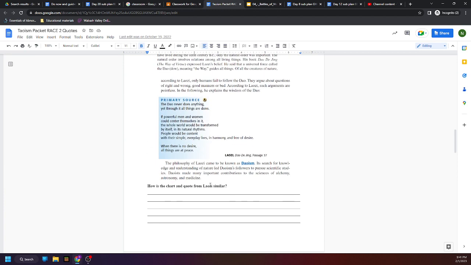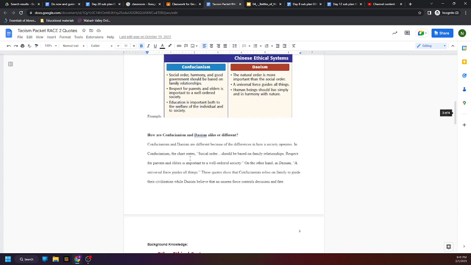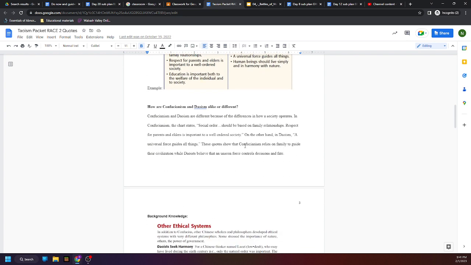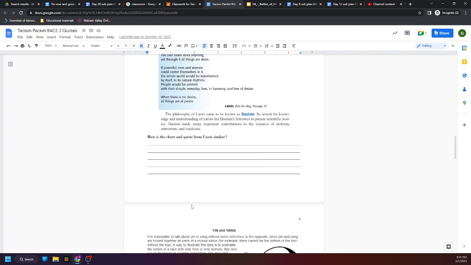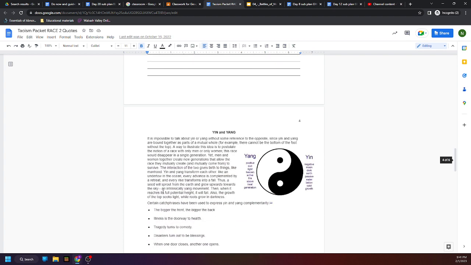Then once you've done that, you guys are going to come down here. Now this one is asking how the chart, which the chart it's referring to is this one labeled Taoism, and the quote, which is our readings here, are similar. So you're comparing those. Make sure you're using our two quote race form to answer that one.